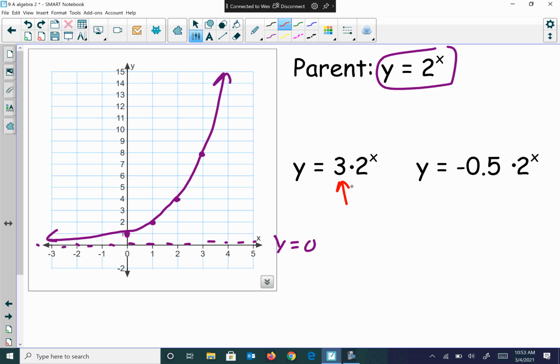So all horizontal. This three will triple our y values. So this is no longer one, it's now three. The asymptote's not moving, it's just tripling how fast it's going to grow. This two is now going to be a six. This eight is going to be way up here at a 24. Notice the asymptote didn't change, just the steepness of it changed.